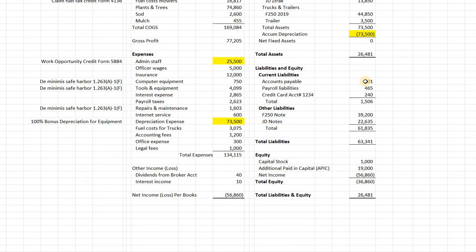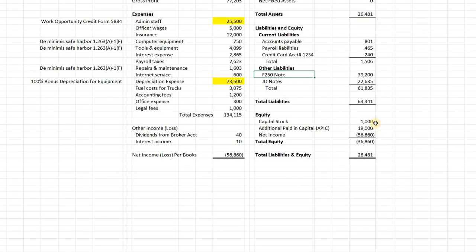On the liability section, they've got some accounts payable, payroll liabilities, credit card accounts, and then the ending balances owed on the finance purchases for the mowers and the F-250 they bought. Those are the outstanding loan balances at the end of the year. And then the equity section: capital stock representing the shares issued at par, and any excess contributions over par are treated as additional paid-in capital. And so that's why we have those line items there.